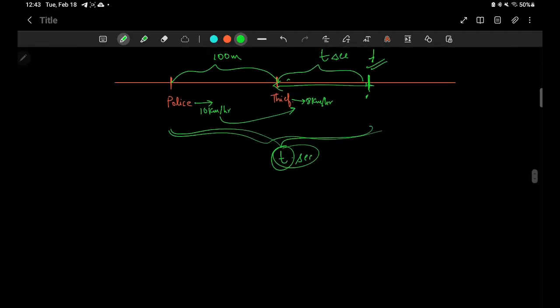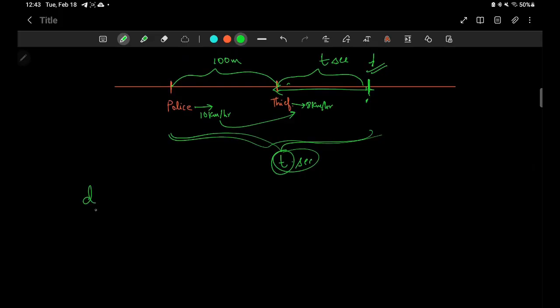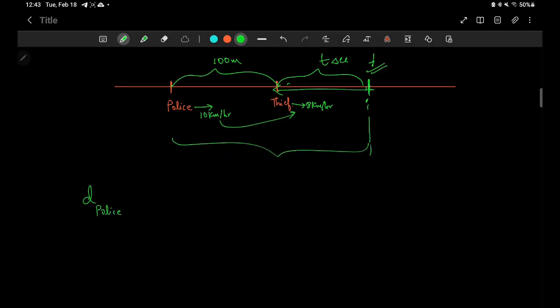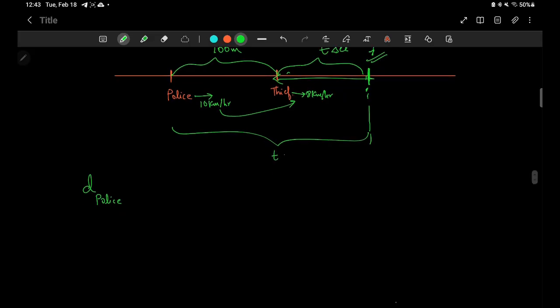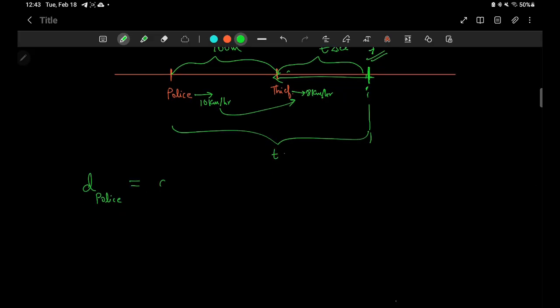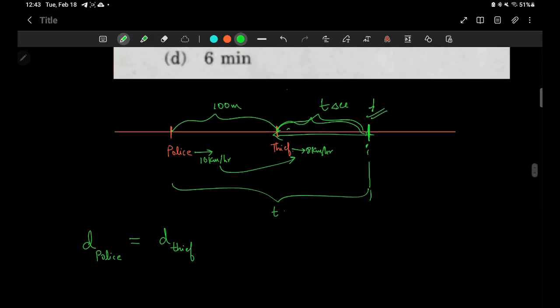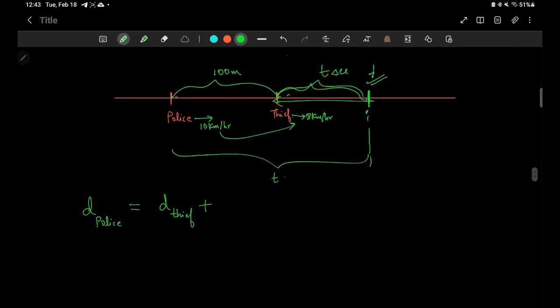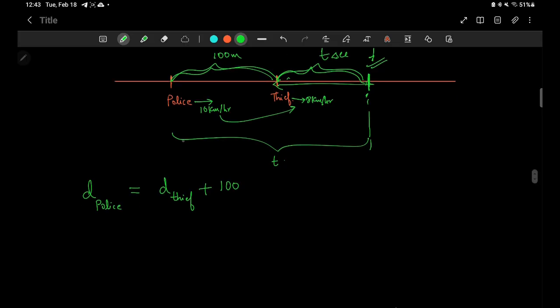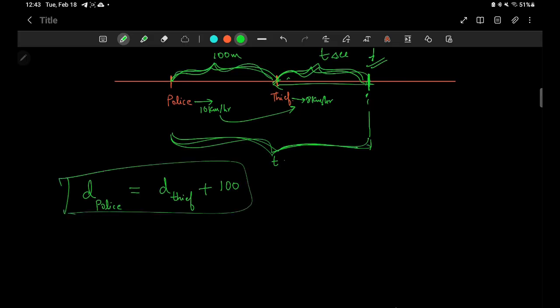School method. Okay, now the distance traveled by police. How much is the distance traveled by police? This much, no? Assuming they meet here. So let's assume that the time taken by police is t. So distance traveled by police is equal to distance traveled by thief. How much is the distance traveled by thief? This much, plus this extra 100 meters gap which they are having there. So distance traveled by thief is this much, police is this much, thief is this much, and that extra 100 meters. So this equation is being satisfied now.